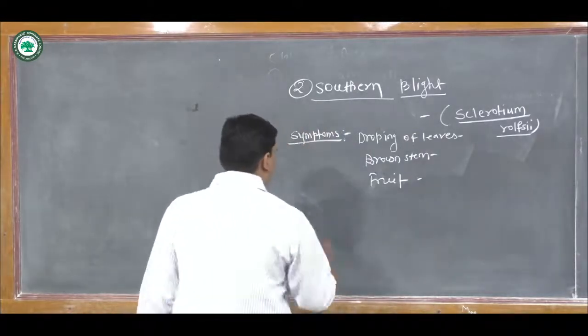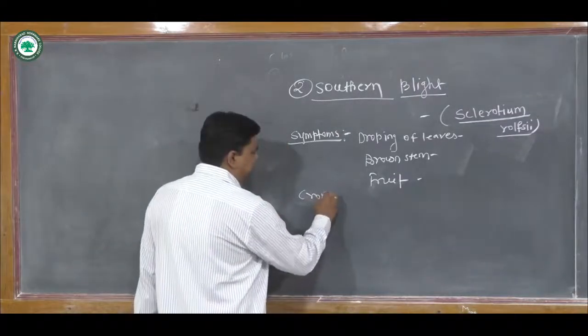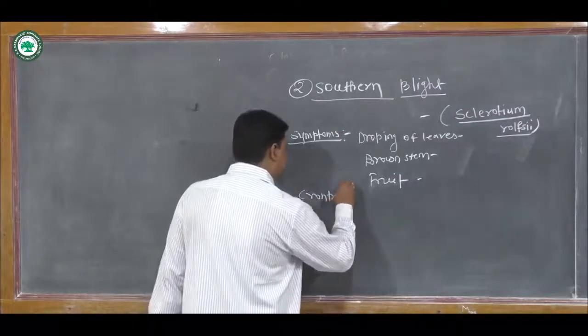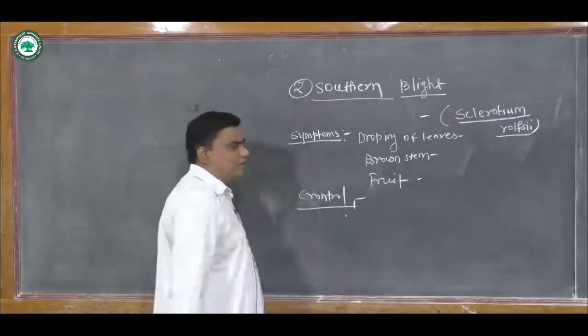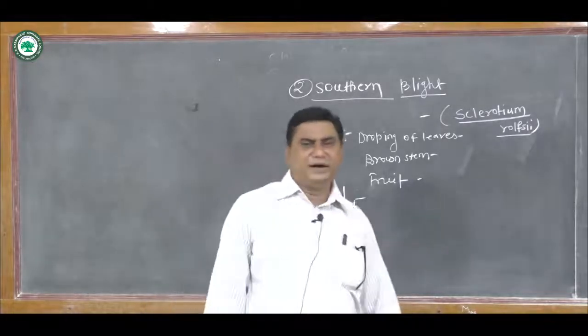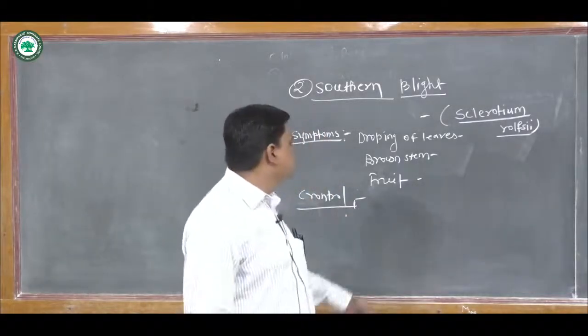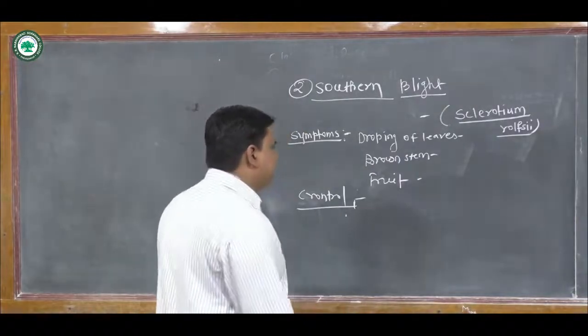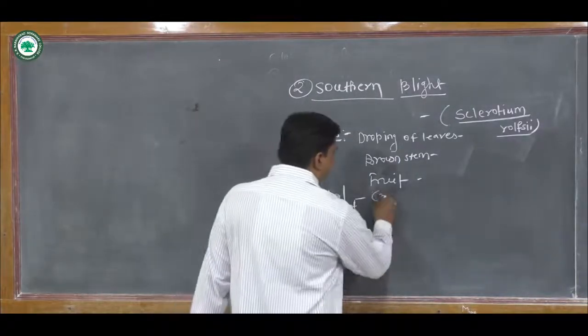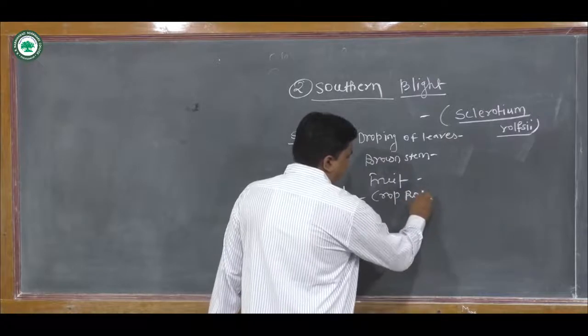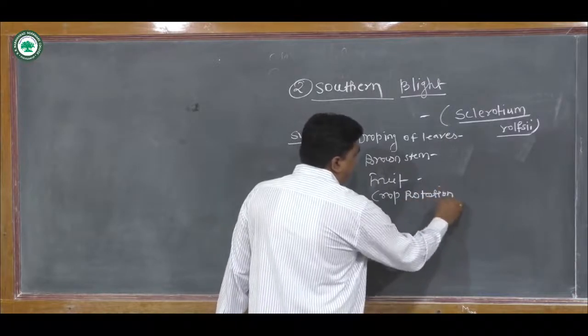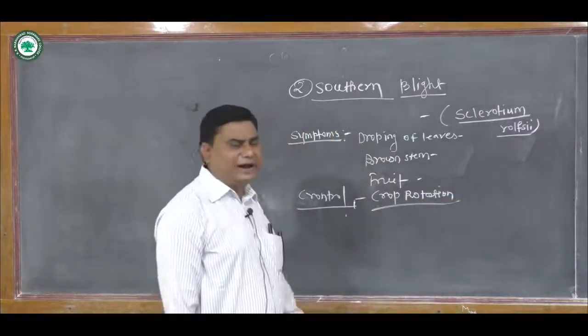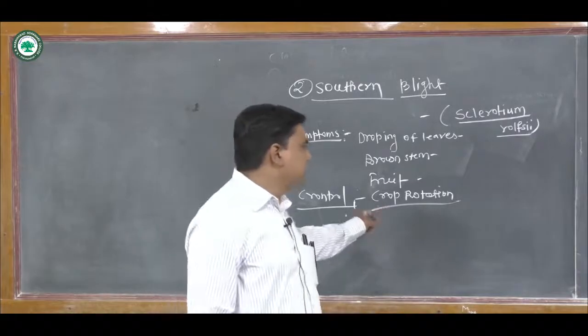Okay, then what are the control measures, or what will be the disease management practice in case of southern blight? Here again, crop rotation. Crop rotation is the practice.